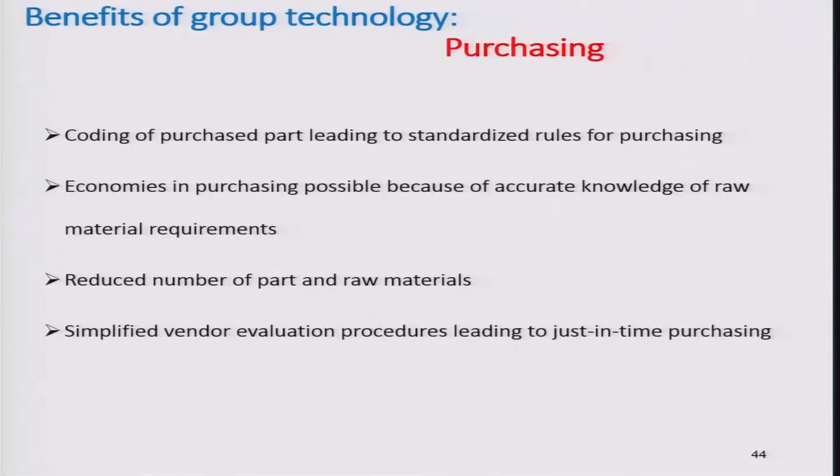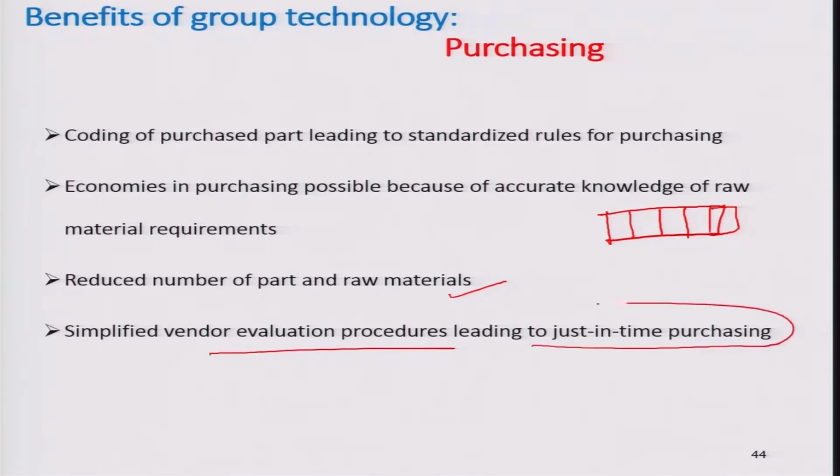Now purchasing: coding of purchased parts leads to a standardized rule of purchasing, and economies in purchasing are possible because of accurate knowledge of raw material requirements. If you use a standard coding system, any buyer can check the code of that part and say that it is made of this material. This is very easy for the buyer as well as the vendor. Reduced number of parts and raw materials and a simplified vendor evaluation procedure lead to just-in-time purchasing.